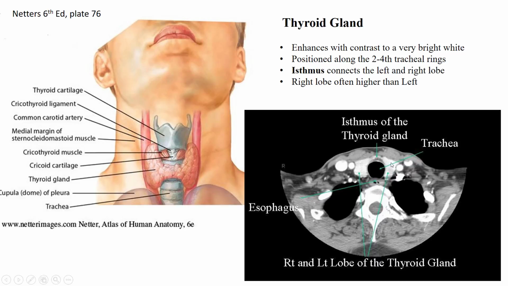It's on either side of the trachea. It's positioned along the second to the fourth tracheal rings, most of it, and the right and the left lobes are connected by an isthmus. That's this portion here. Sometimes you'll see that the right lobe is slightly higher than the left. That's just very common.